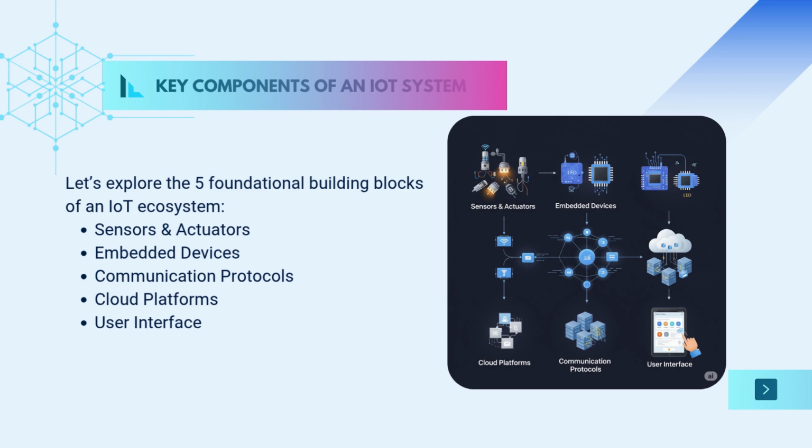Fourth, cloud infrastructure. Once the data is transmitted, it's usually stored and analyzed in the cloud using platforms like AWS IoT Core, Google Cloud, or Azure IoT. Here, decisions can be made using artificial intelligence or machine learning. And finally, the user interface. This is where humans interact. It could be a mobile app, a dashboard, or even a voice assistant like Alexa. The UI allows us to control the devices or get alerts and visualizations.